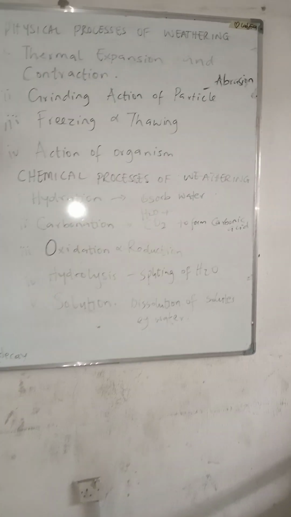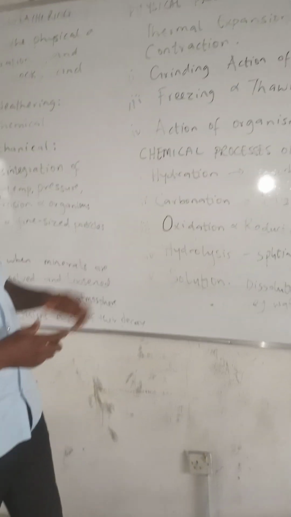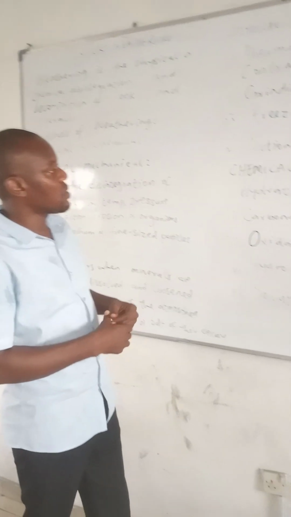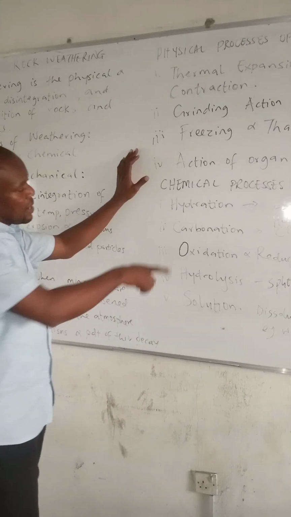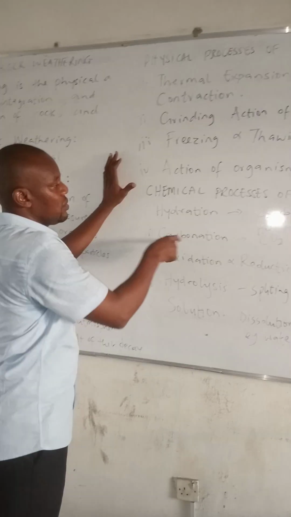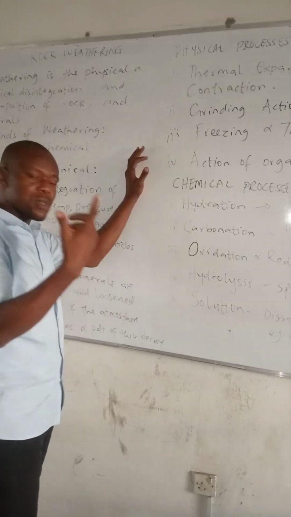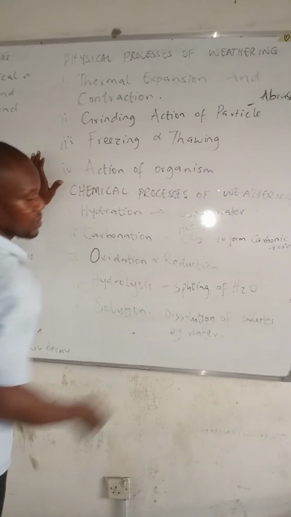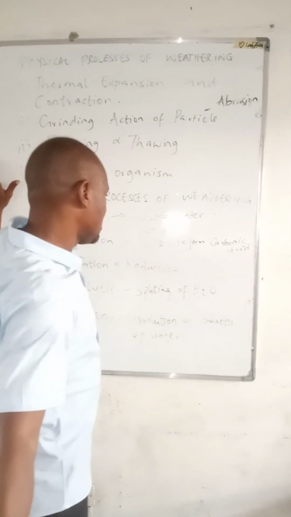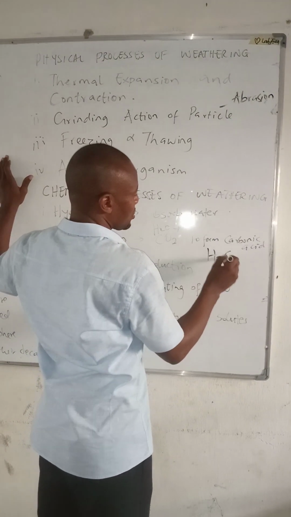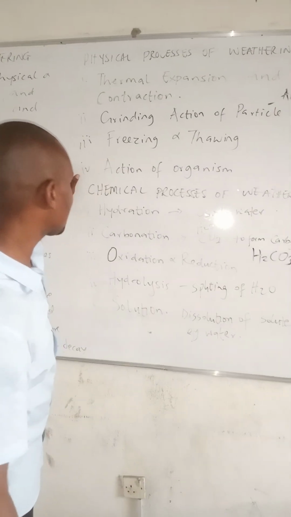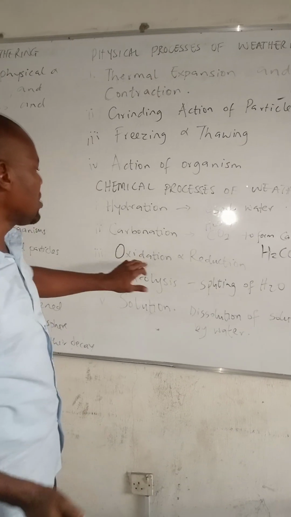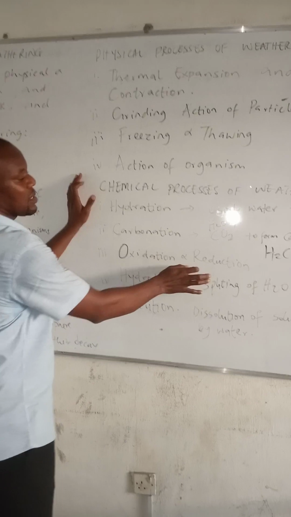Number one is hydration. This involves minerals absorbing water, which helps to disintegrate that rock or mineral. Another one is carbonation. When carbon dioxide combines with rainwater, it forms carbonic acid, H2CO3, which will eventually break down the rock. That's carbonation. Then oxidation and reduction. This has to do with iron.